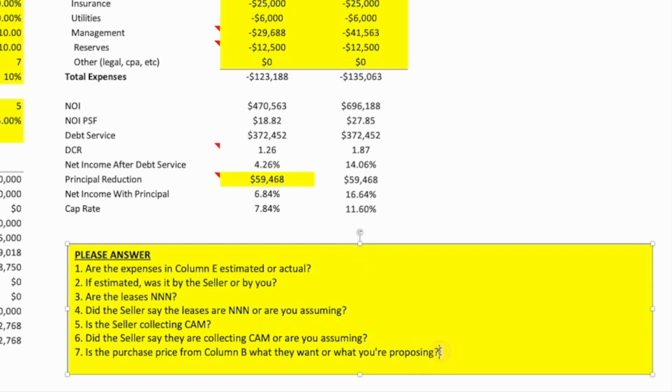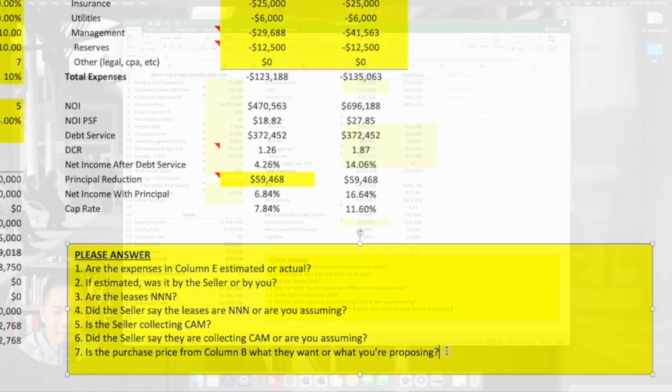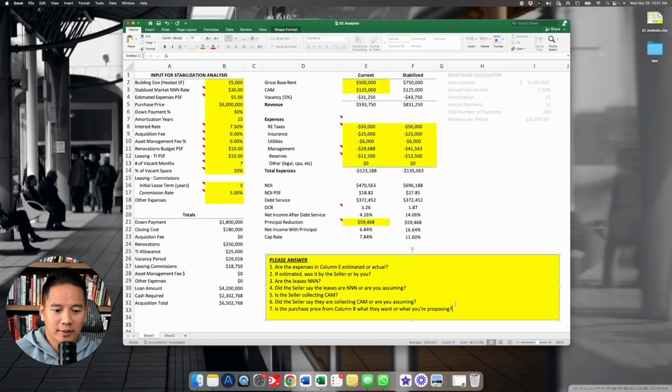Is the purchase price from column B what they want, or what are they proposing? Going up to the purchase price, remember earlier we were using $3 million and now it's $6 million. That $3 million was just something kind of whimsical. It's a fake price, just to get this example started. But as you dig into it, that fake price is almost like a real example.